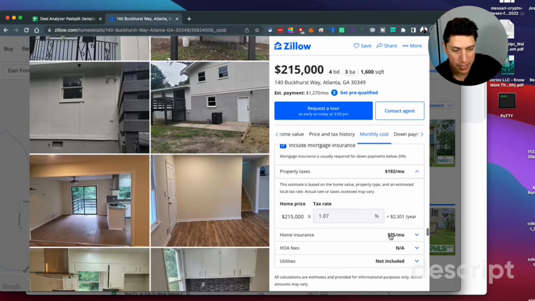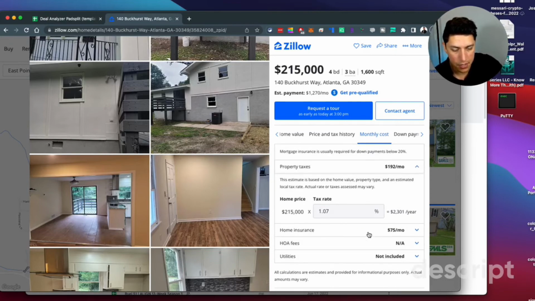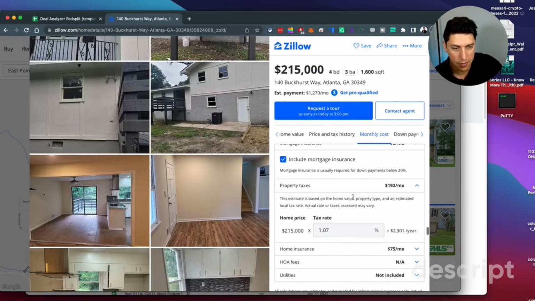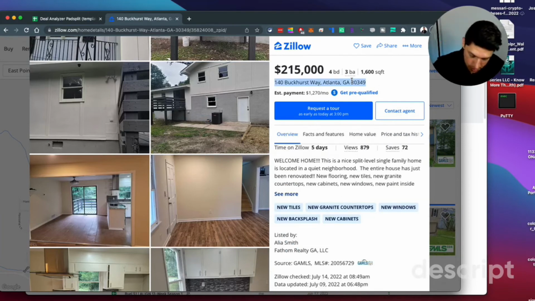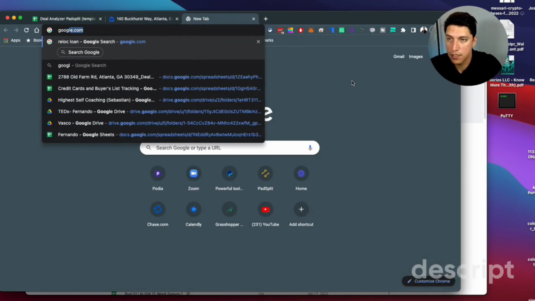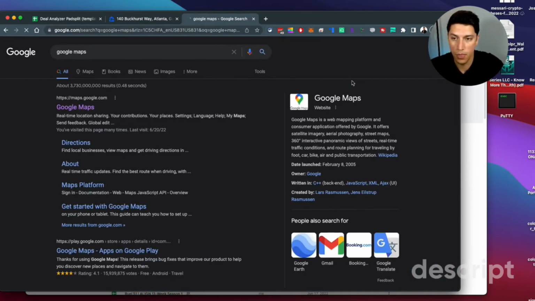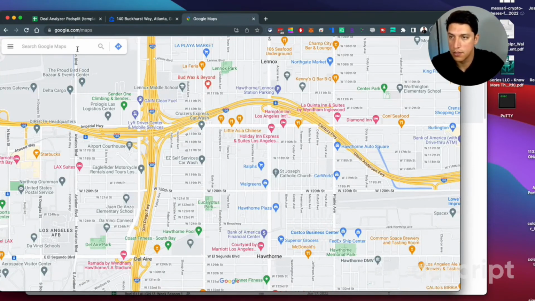You can also get your property taxes per year. Again, it's at 1.07%. But whether you're buying in Atlanta or somewhere else, this is something that you can do to find the insurance estimates and the property taxes estimate. The other thing you can do quickly is you basically grab this, go to Google Maps, and just drop it in here.